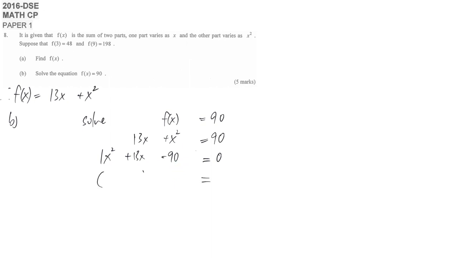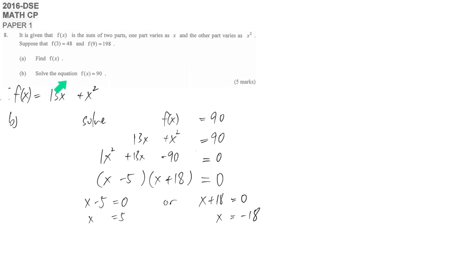For me, I would prefer using the cross method to factorize it. So 90 is equal to 5 times 18. So I know it's x minus 5 times x plus 18. Two factors multiplied to give 0, that means each factor may equal 0. So x minus 5 may equal 0. If not, then x plus 18 will equal 0. So x equals 5 or x is equal to negative 18.